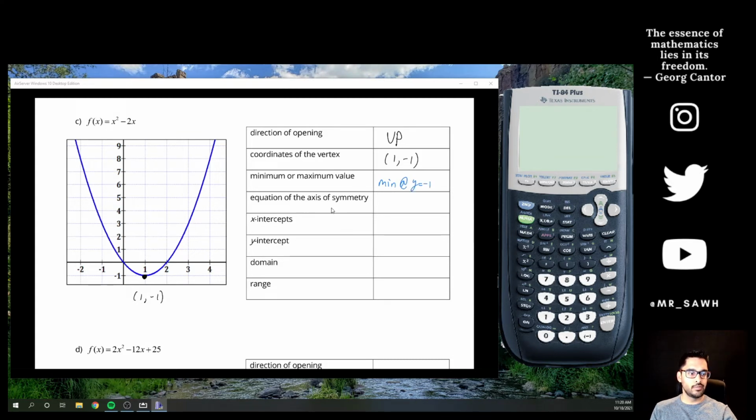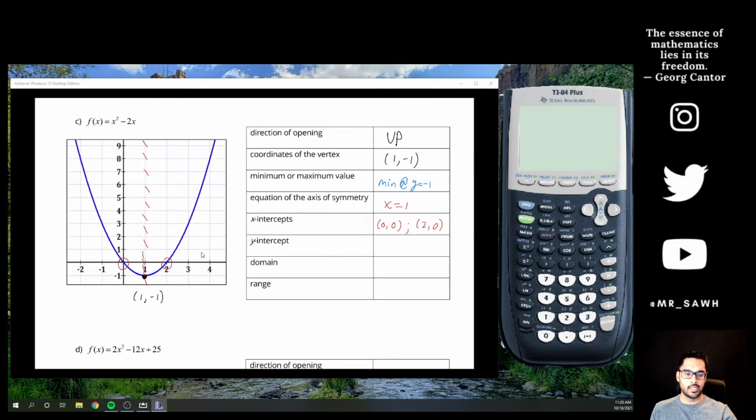The equation of the axis of symmetry is the x value of that vertex. So x equals positive 1, because there is the red dotted line that cuts it in half, straight down the middle. X-intercepts, again, there are 2. One of which is at the origin, 0, 0. The other one is at 2, 0. 2 separate places where it happens.